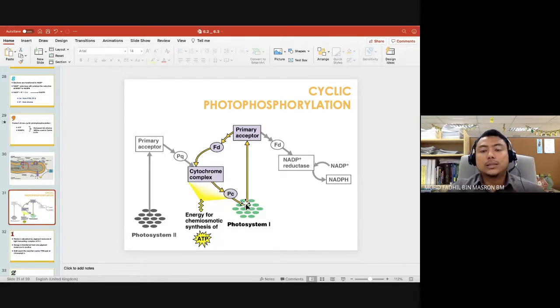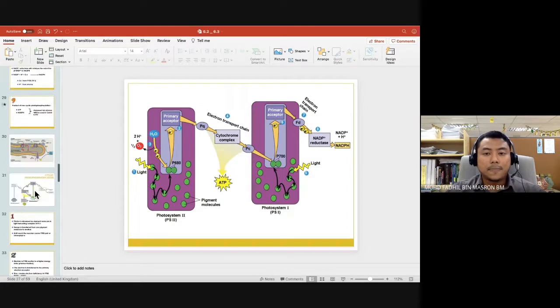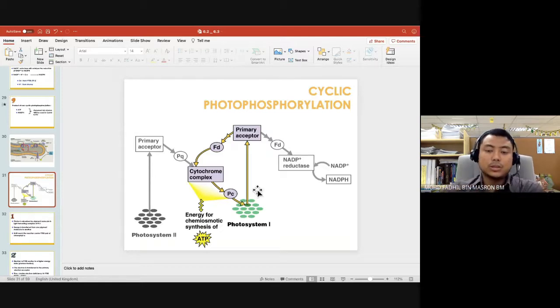So kalau soalan tu tanya, where does the electron of cyclic photophosphorylation come from? Jawapannya daripada photosystem 1 itu sendiri. Maknanya daripada photosystem 1 pergi, pusing kembali ke photosystem 1. Kalau soalan tanya mana datangnya elektron untuk non-cyclic photophosphorylation, datangnya daripada photolysis of water ini. Ini adalah non-cyclic photophosphorylation kan. Kalau cyclic, daripada mana datangnya elektron tu, datang daripada photosystem 1 itu juga sendiri. Namanya pun cyclic kan. Okay.